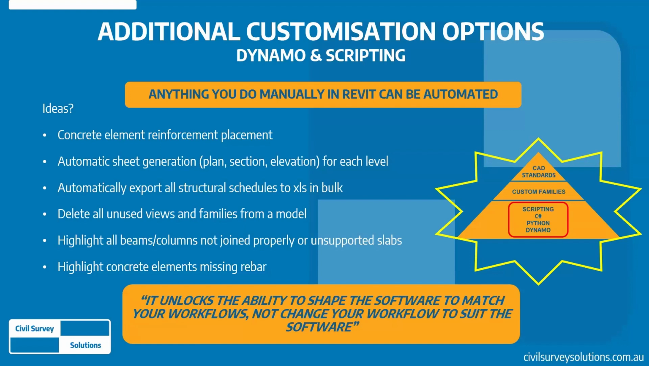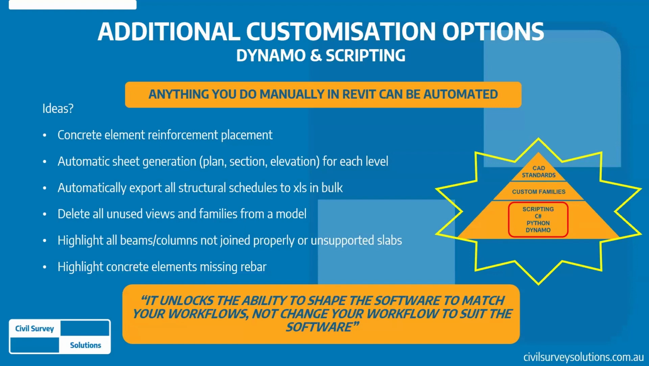On the QA side, imagine being able to instantly highlight all the beams and columns that aren't properly joined in your model, or flag unsupported slabs. That gives your team a visual check before coordination meetings or before any deliverables. We can even build routines that will highlight the concrete elements that might be missing rebar. That helps ensure reinforcement's not missed before the documentation goes out. These are just a few examples, but really, if you can describe the task to us, there's a good chance that we can automate it for you.